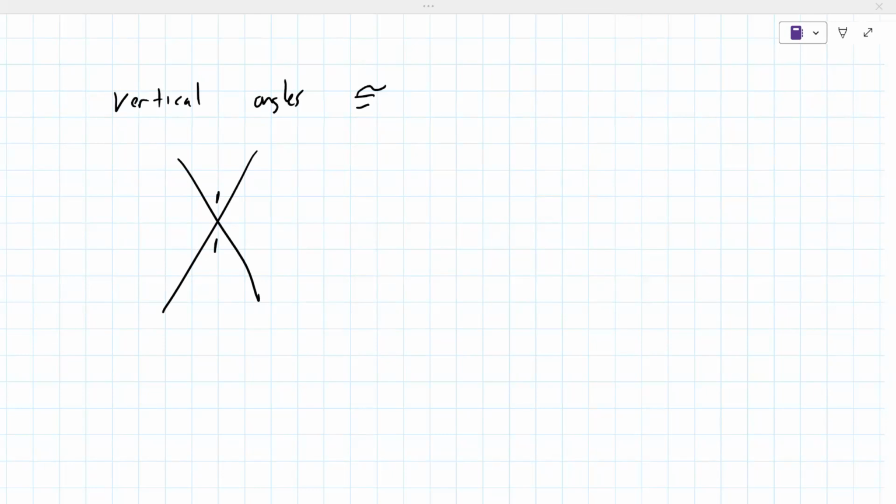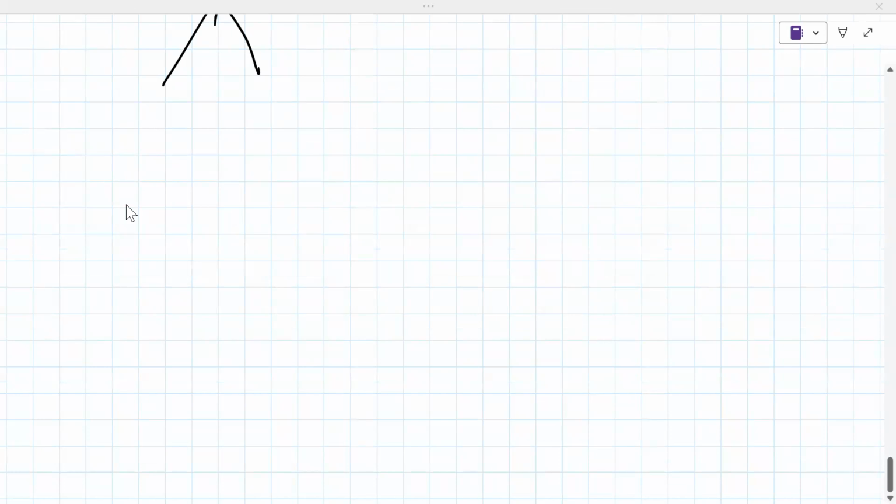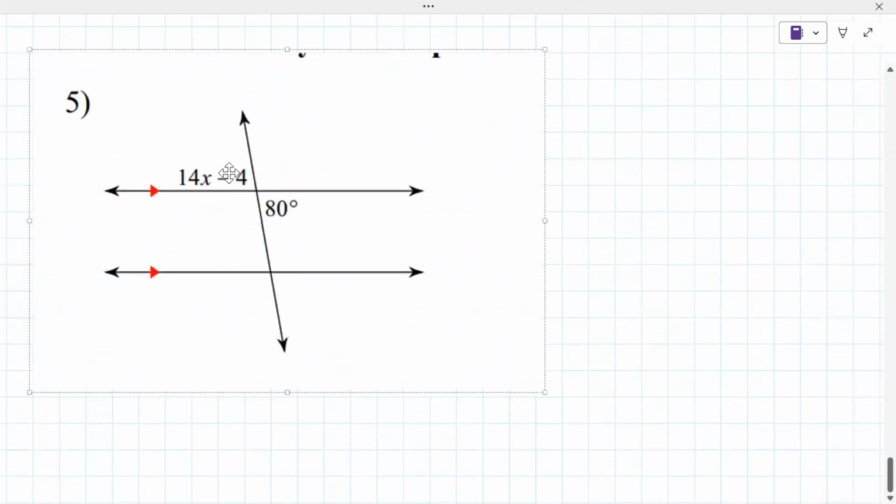Okay. So let me give you one more to try. All right. So what kind of angles are these in here? Vertical. So you set them equal, solve for x. If you could do that for us, please. Okay. I guess 14x minus 4 equals 80. Wait, no, is that right? I think so. 4 plus 84, 14x.